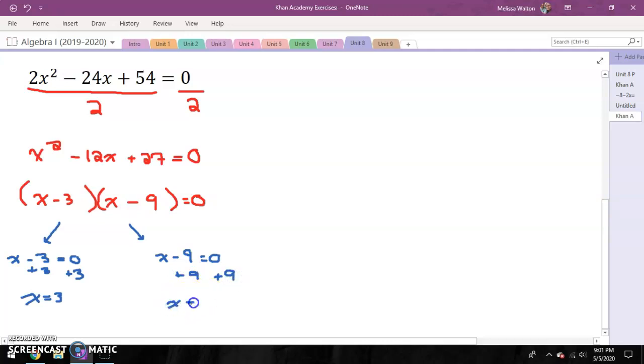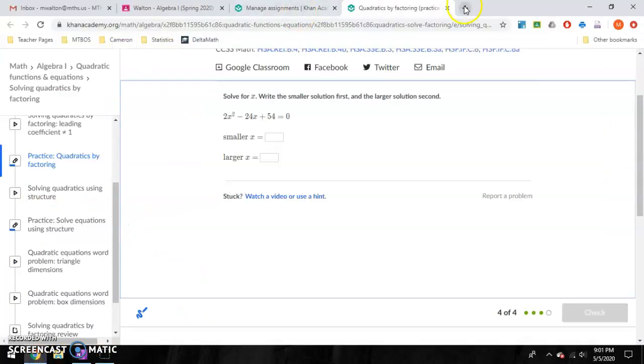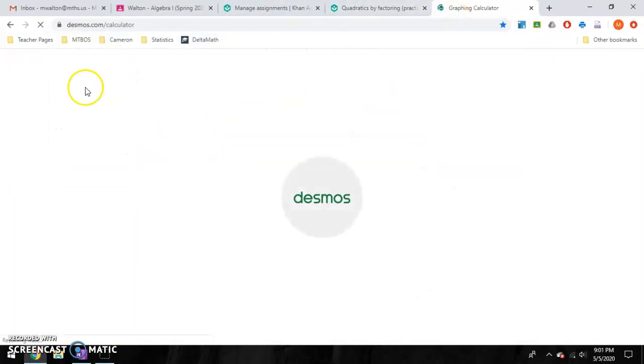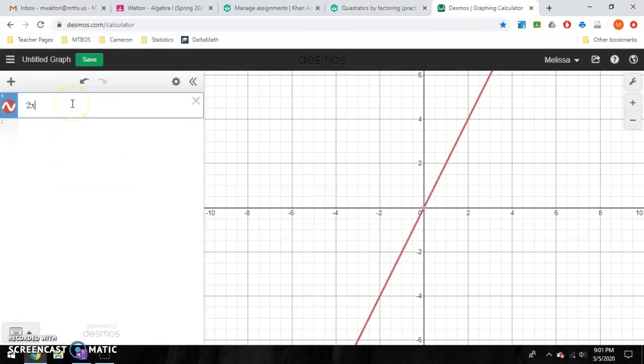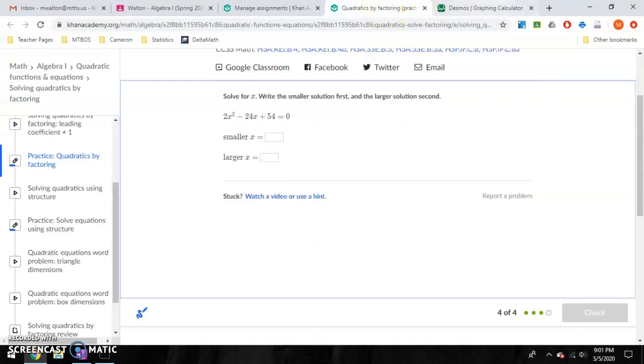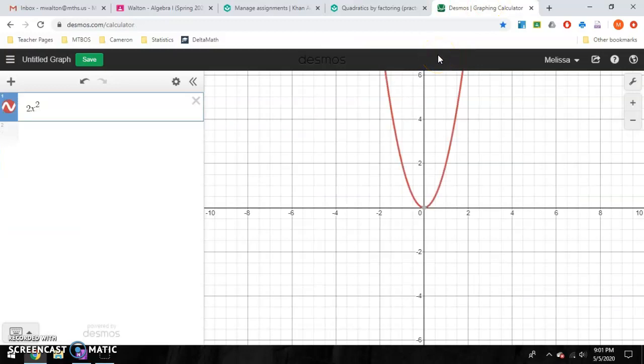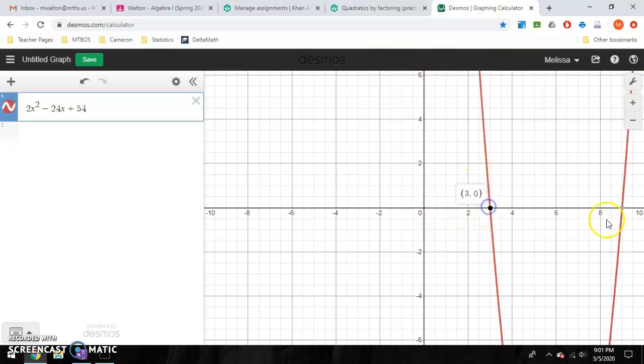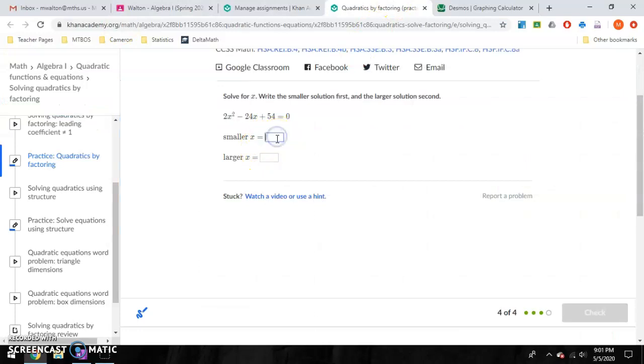And you can always check your answers. Always, always, always check your answers by graphing. If you would like to double check to make sure that you are a-okay, feel free to graph. You've got 2x squared minus 24x plus 54. And my two zeros there are 3 and 9. So my two solutions are 3 and 9. Make sure that you type these in the correct order. Smaller one is 3, larger one is 9. Check. And that one is correct.